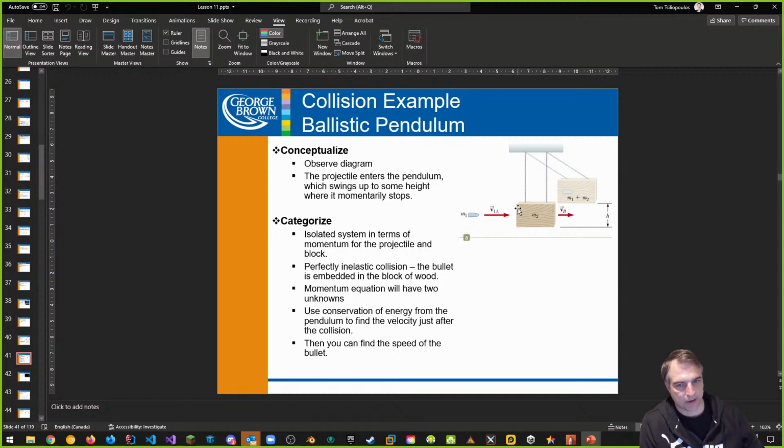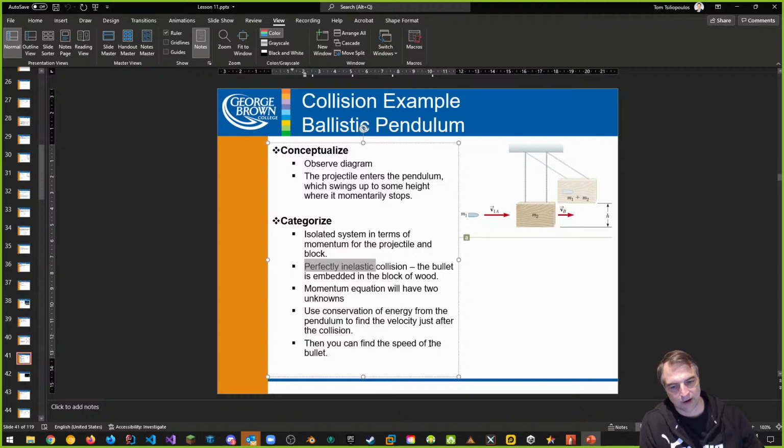Again, observe the diagram. The projectile enters the pendulum, which swings up to some height where it momentarily stops and swings back down. It's an isolated system in terms of momentum for the projectile and block. It's perfectly inelastic because both of them bond together at the end. The momentum equation will have two unknowns. Use the conservation of energy for the pendulum to find the velocity just after the collision, and then you can find the speed of the bullet. So that's a different case than the other one.